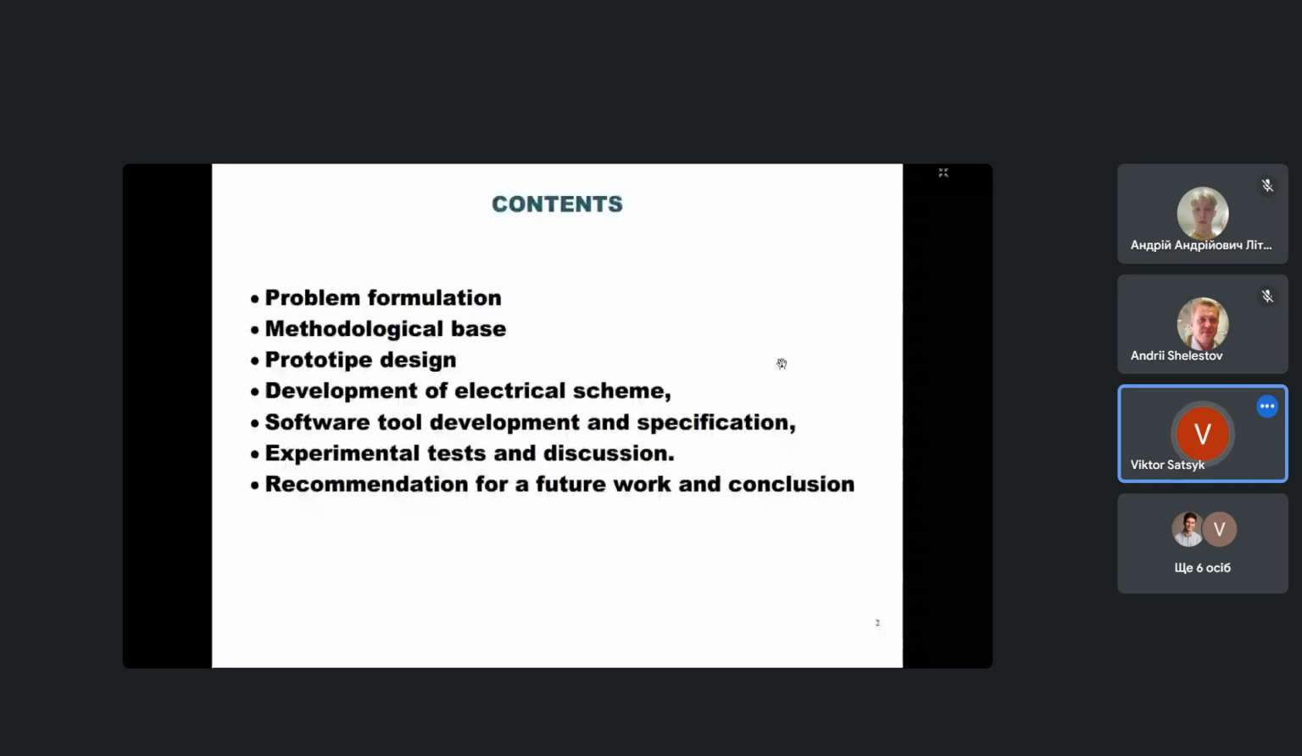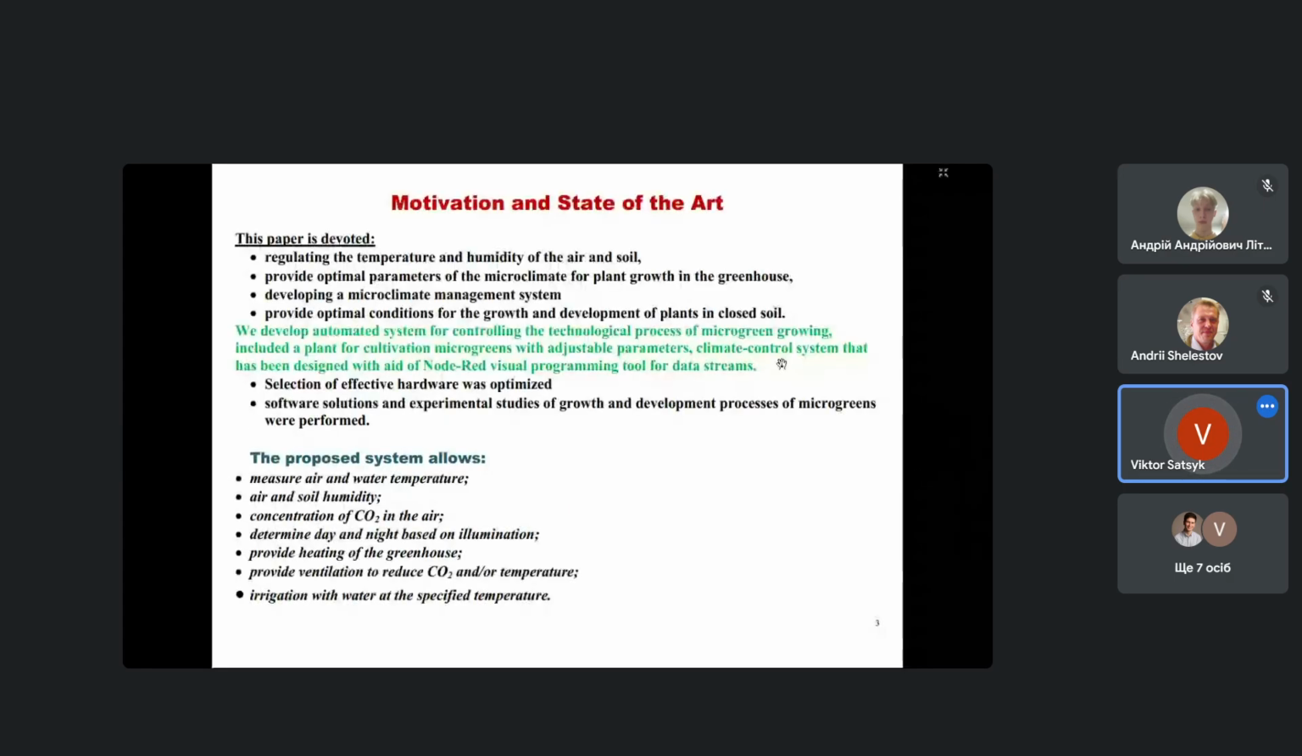So, motivation and state of the art. This paper is devoted to regulating the temperature and humidity of the air and soil, providing optimal parameters of microclimate for plant growth in the greenhouse, developing a microclimate management system. We developed a plan for cultivation of microgreens with adjustable parameters, and a climate control system designed with the aid of Node-RED, a visual programming tool for data streams.